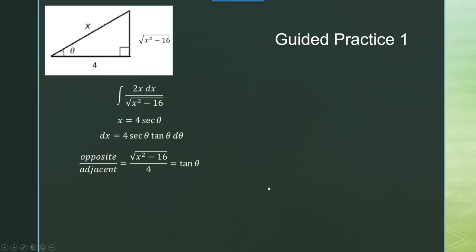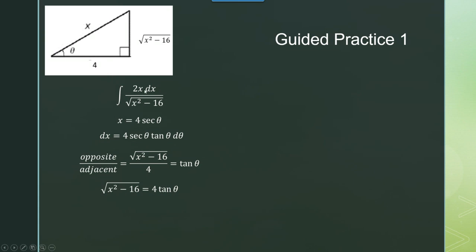And if I multiply that 4 over, I now know that this root is going to simplify to 4 tangent theta. And I didn't have to go through all the work of plugging in the 4 secant theta here for x and simplifying this all out and using trig identities and so forth. It's a nice quick way to figure out what the root will simplify to. So now I have all the pieces of the puzzle to do my substitution.